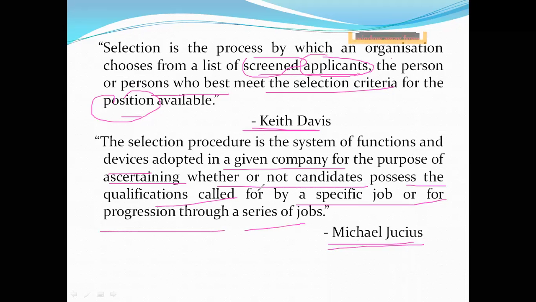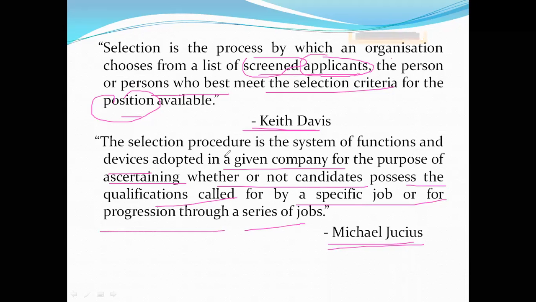So according to him, the selection procedure is the system of functions and devices. Various devices here means various techniques you are going to adopt: written test, oral test, interview, physical test, or medical examination, or whatever may be there. Sometimes you will also conduct an inquiry. A police inquiry will be conducted to see whether any cases are pending against the person who has applied for the job.